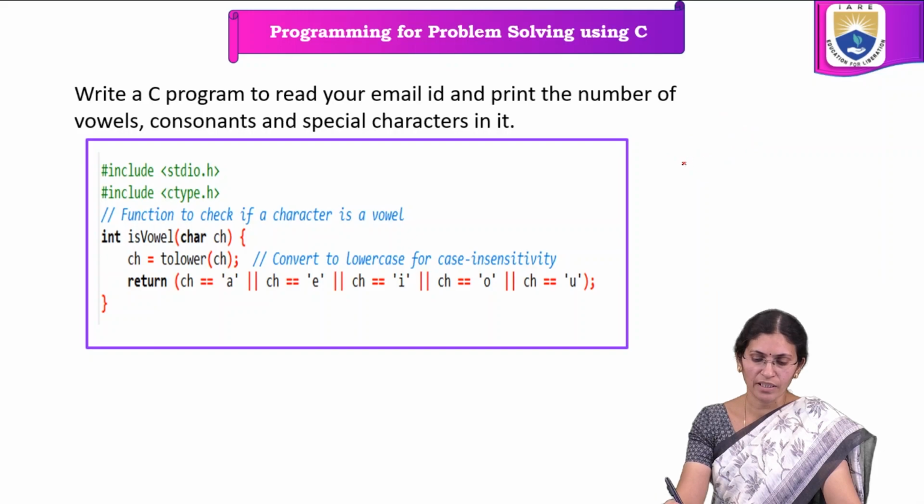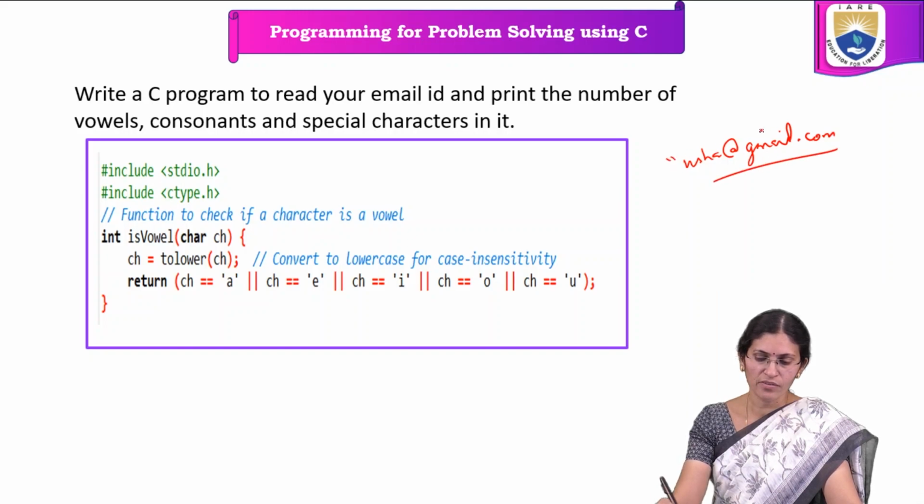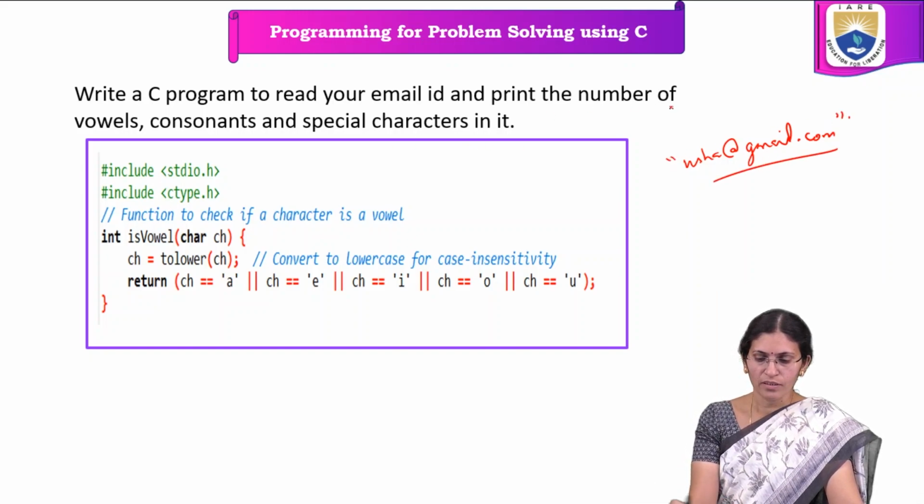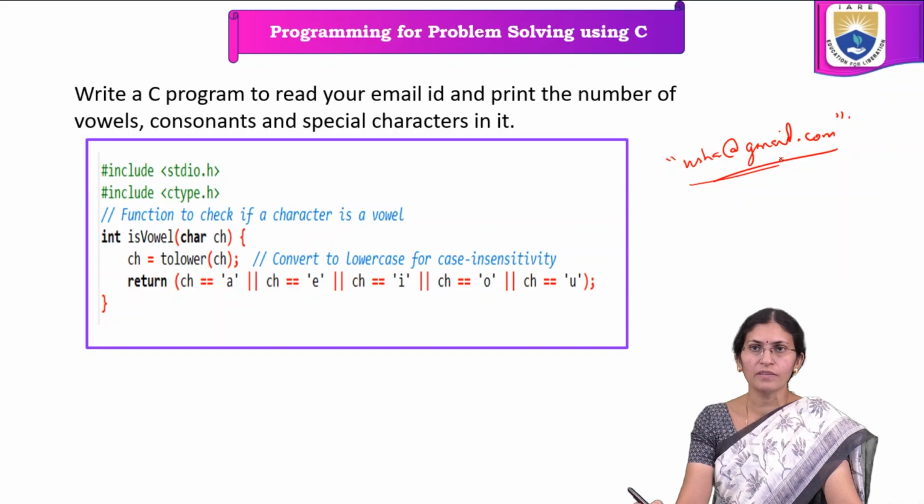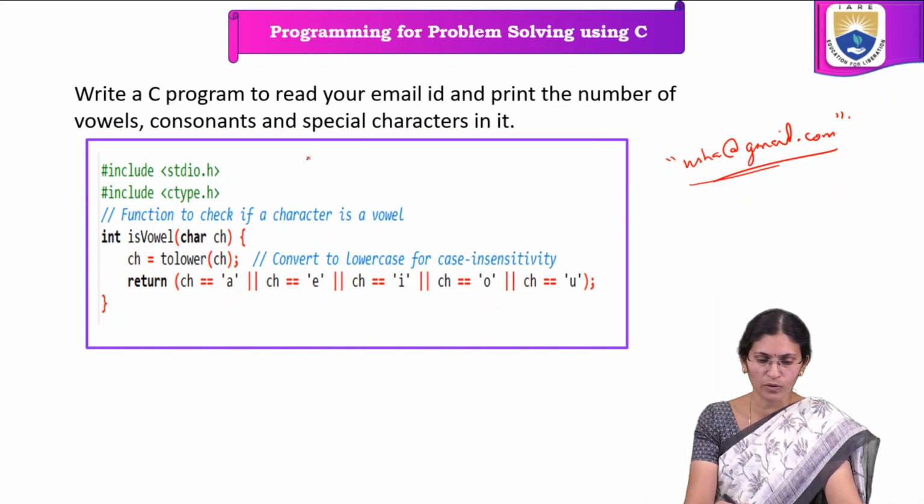Suppose we enter the email ID as usha@gmail.com. So this is to be read as a string. In this string, we need to count. The program is about to print the number of vowels. Vowels are nothing but A, E, I, O, U.